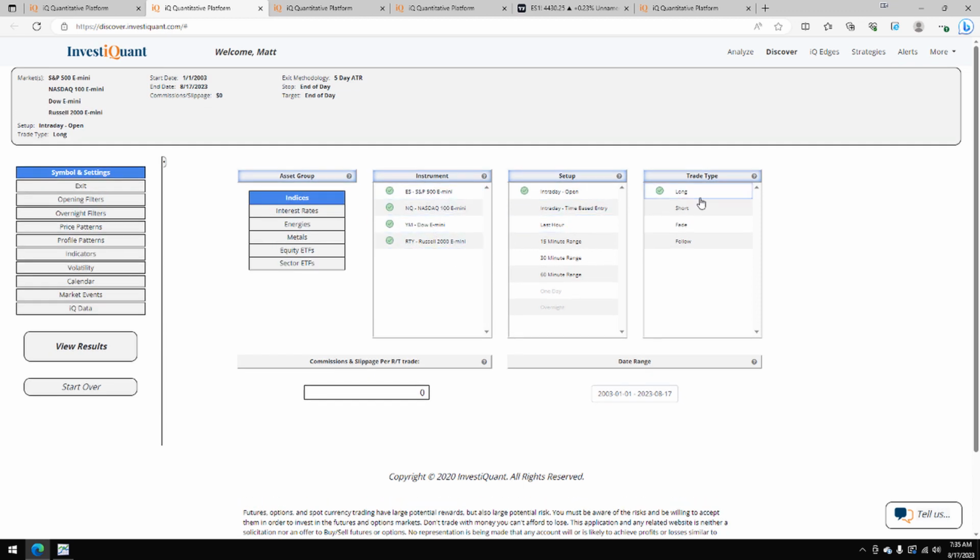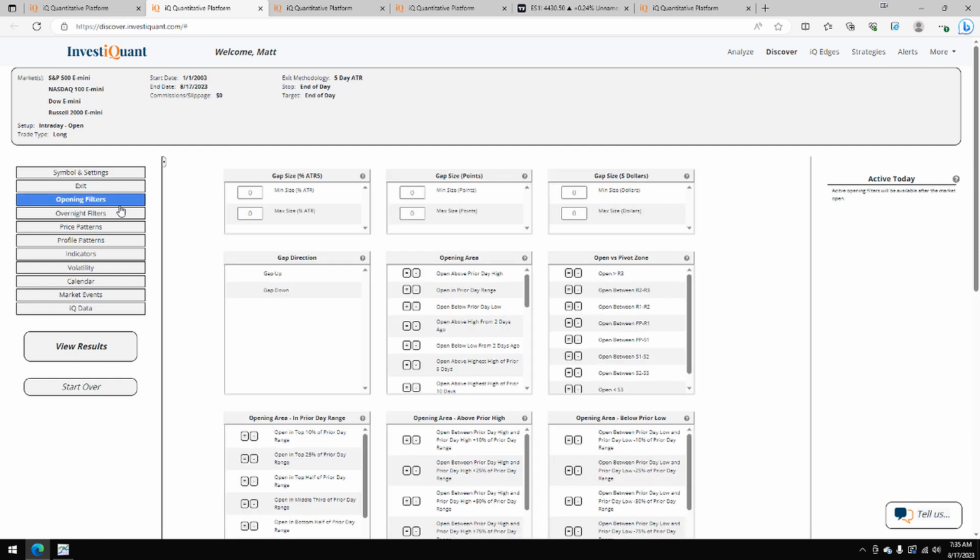Our setups are based upon entering long at 9:30 a.m. Eastern Time, exiting at 4:15 p.m. Eastern Time. Now, currently the overnight session is pushing higher, so I'm going to go to the opening filters library and click on gap up.